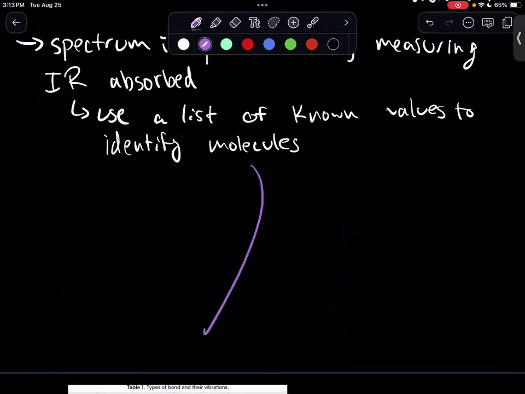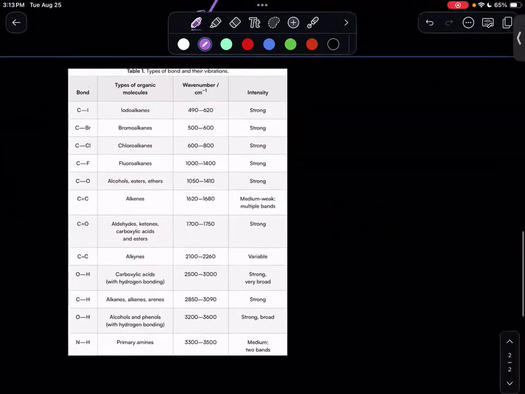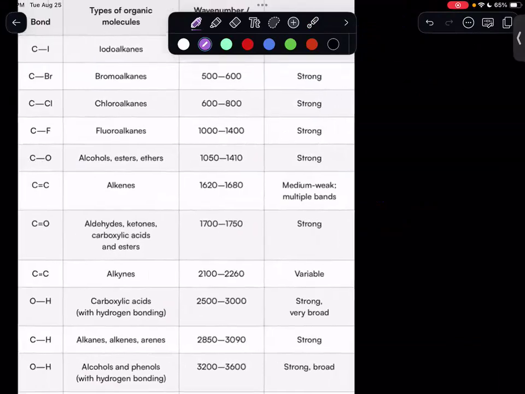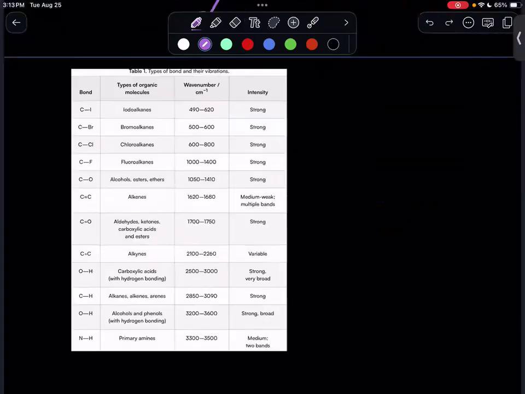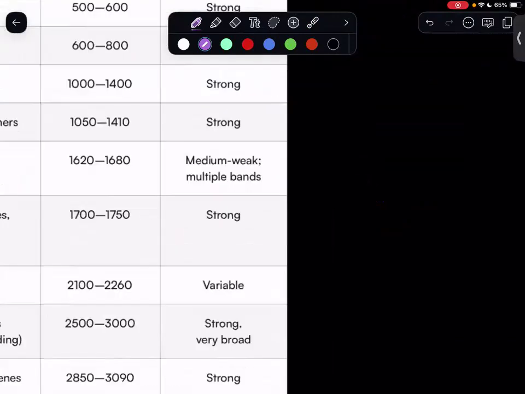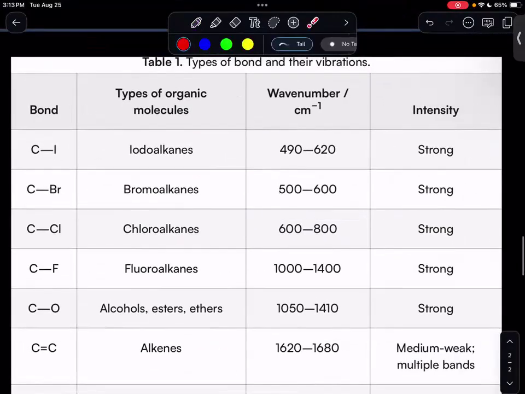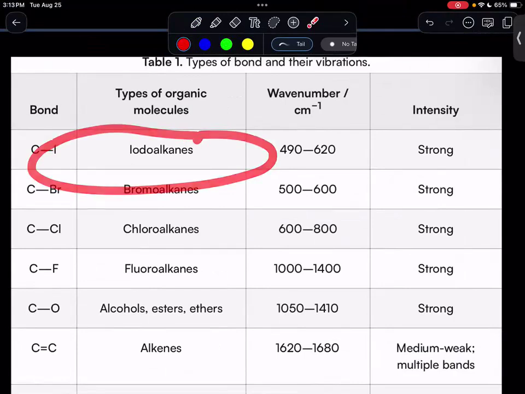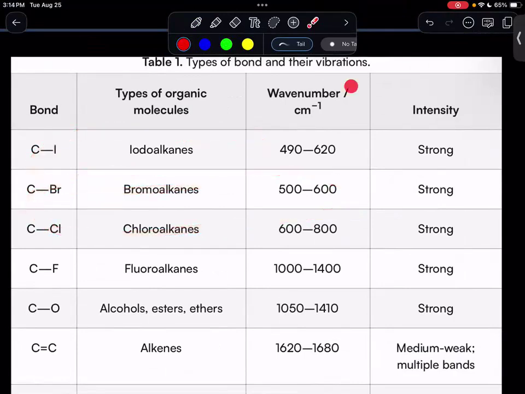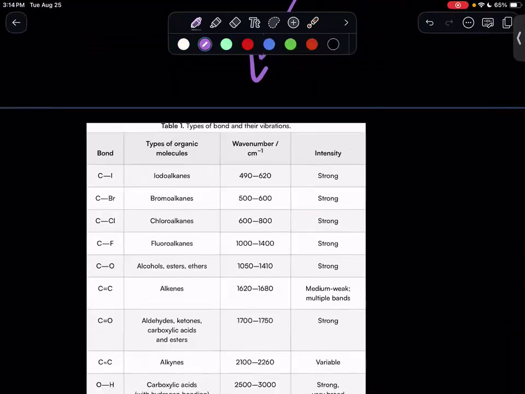Section 20 of the data booklet. So let's take a look at this list. Now, we'll zoom in on a couple aspects of it. So you'll notice it has a lot of different classifications. You have your iodoalkanes, your bromoalkanes, and you'll see that it's measured in wave number. We'll discuss that in just a moment, or actually, I guess we can do it right now.